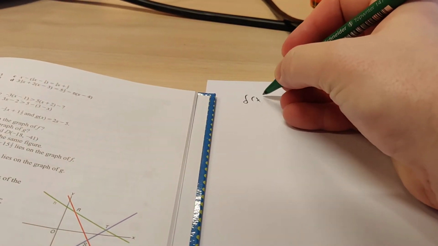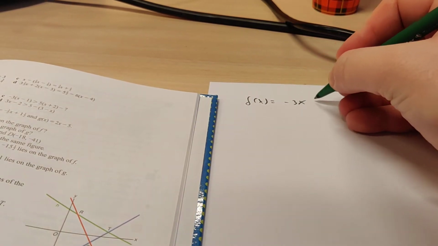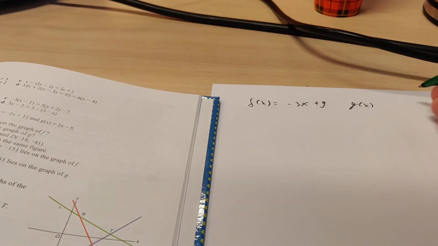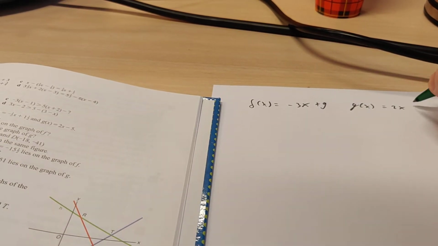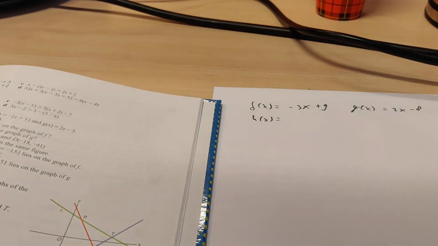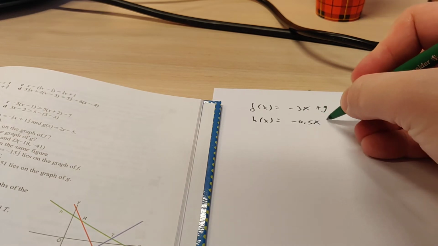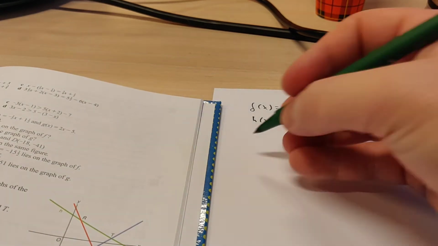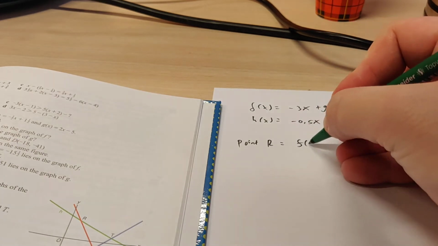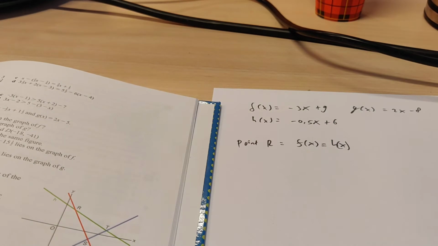First I'm going to write down the formulas here. The formula for fx is minus 3x plus 9. The formula for gx is 2x minus 8. And the formula for hx equals minus 0.5x plus 6. Alright. Well, for point r, we need to say that fx is equal to hx, and then we'll work it out in a moment.